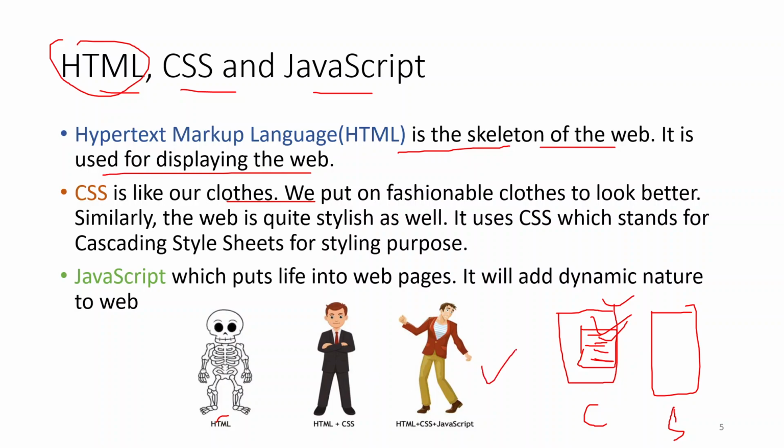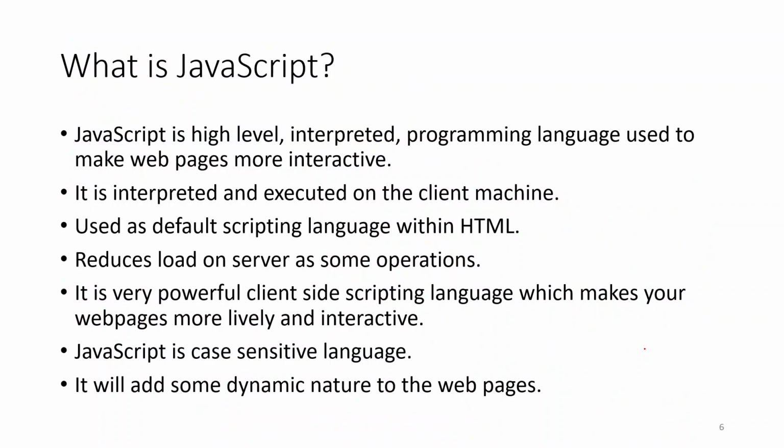Next, JavaScript. JavaScript is a very powerful scripting language, and it helps to create the dynamic nature of the web. For example, whenever you click on a box, if it gives some animation or a message about how that box has to be filled, those are handled by the JavaScript language.